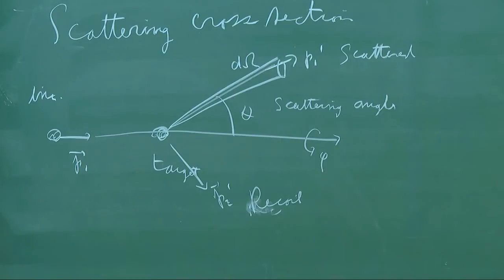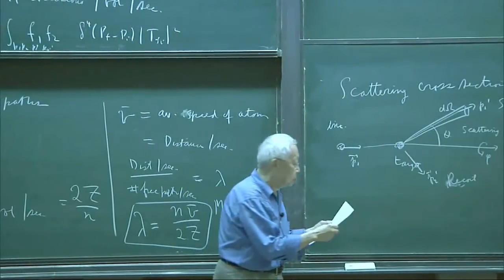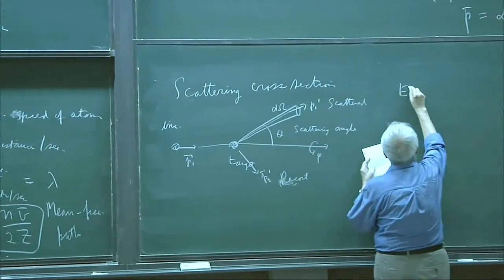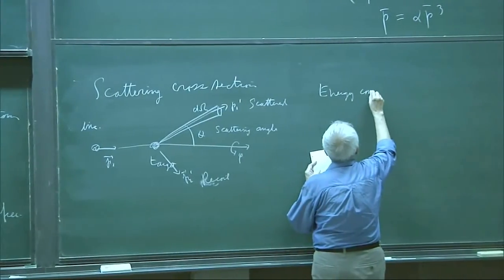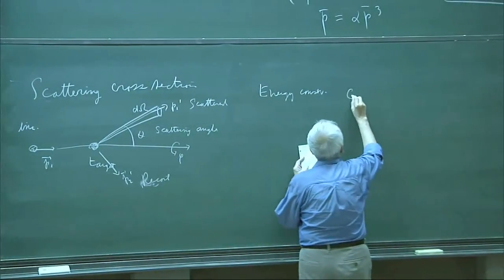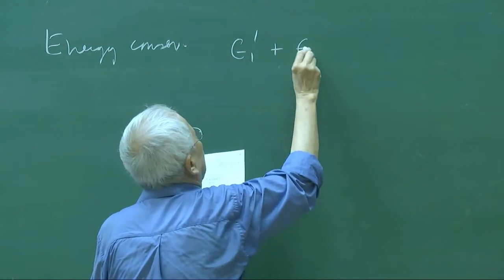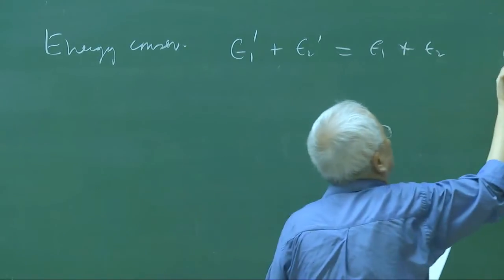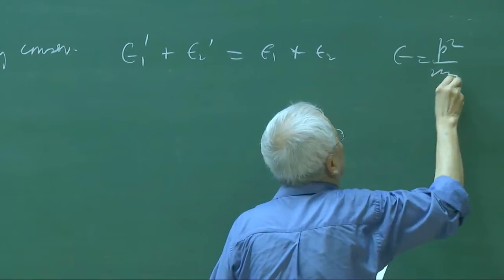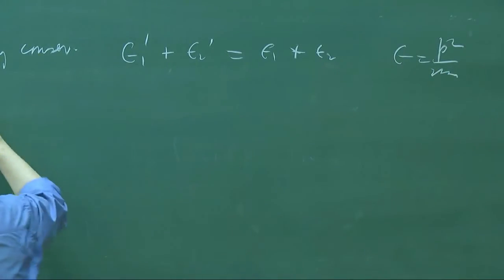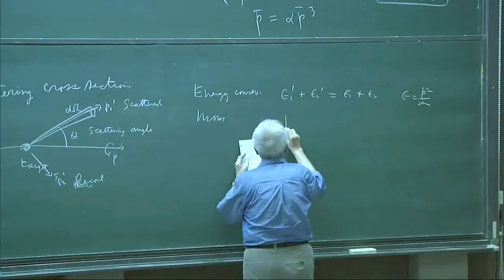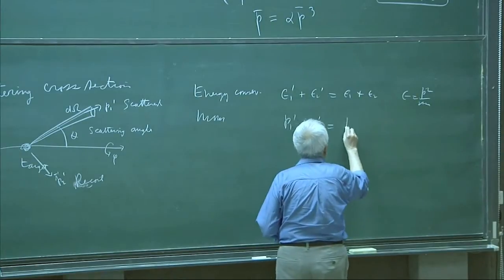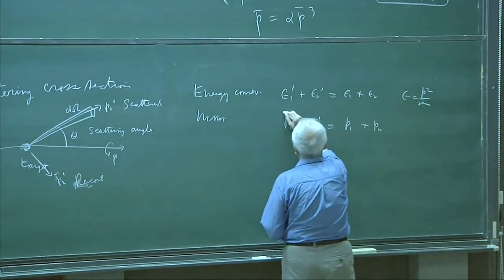P1 prime and P2 prime are constrained by the conservation of energy, right? So energy conservation says that epsilon 1 prime plus epsilon 2 prime is equal to epsilon 1 plus epsilon 2, where epsilon is p squared over 2m. And the momentum conservation says that p1 prime plus p2 prime is equal to p1 plus p2, and this is in the vector sense.